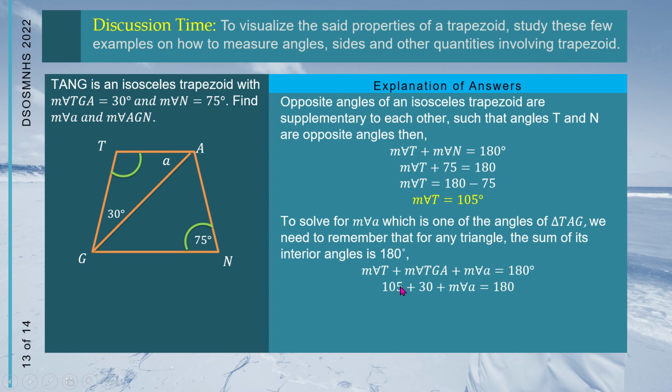So, ang angle T is 105, angle TGA is 30 degrees, then missing ang angle A is equal to 180. So, 105 plus 30, 135 na siya, no? So, 135 i-minus sa 180. Muna, measure of angle A is equal to 180 minus 135 degrees. Therefore, measure of angle A is 45 degrees.